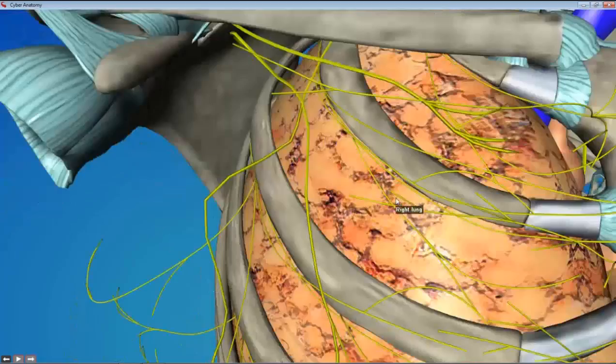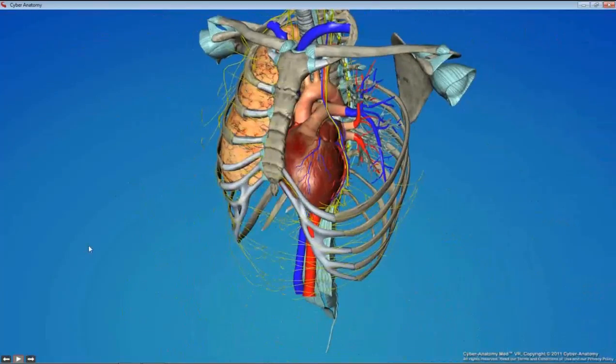So that is the mediastinum and heart in a nutshell.